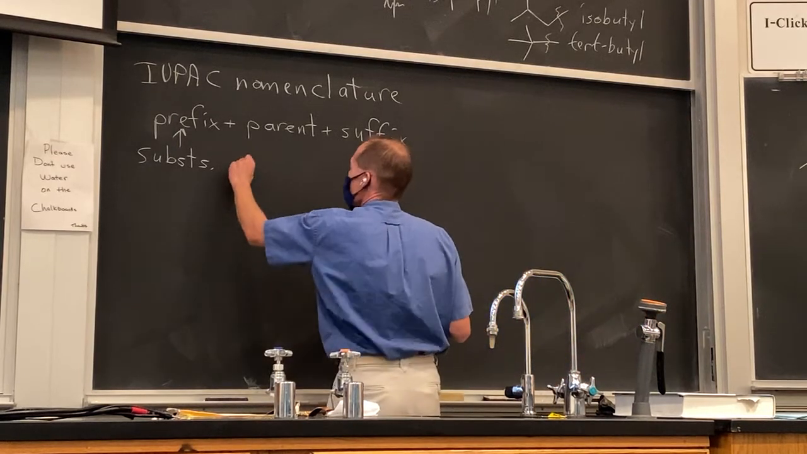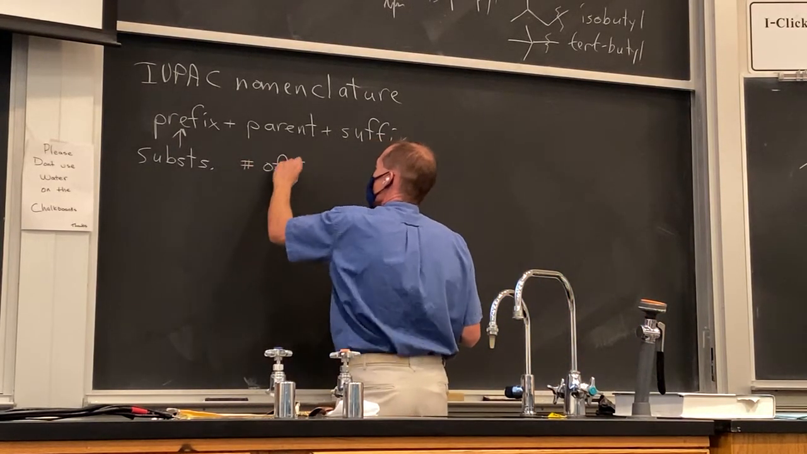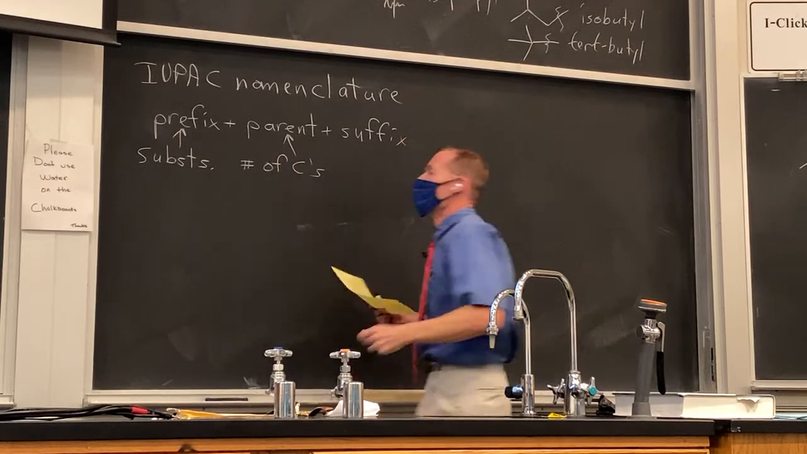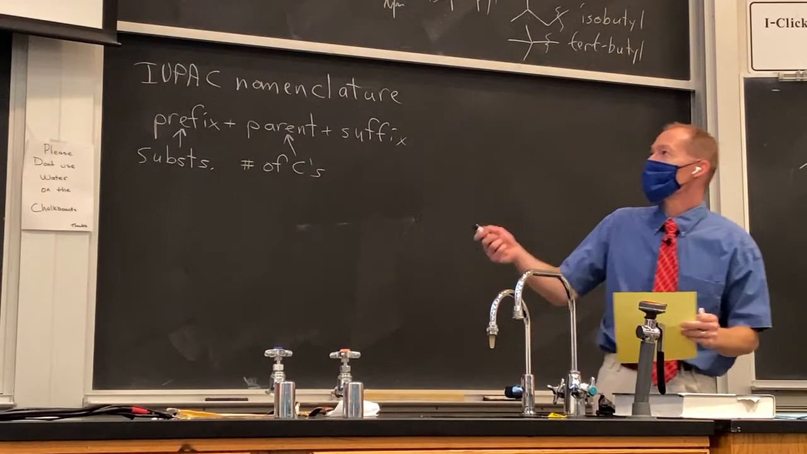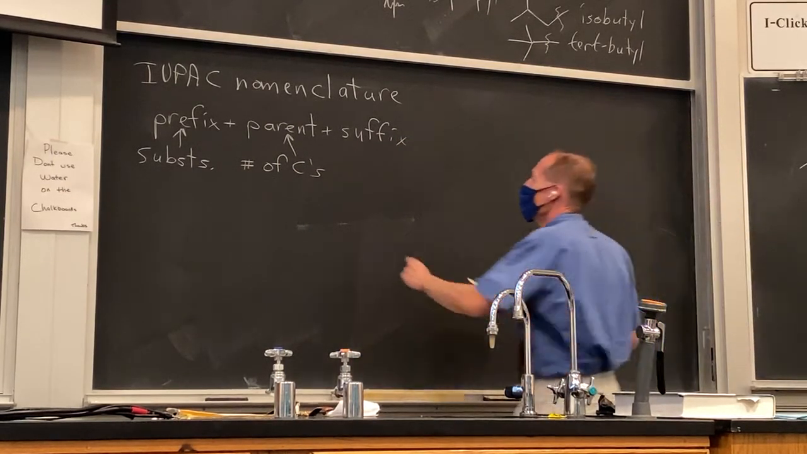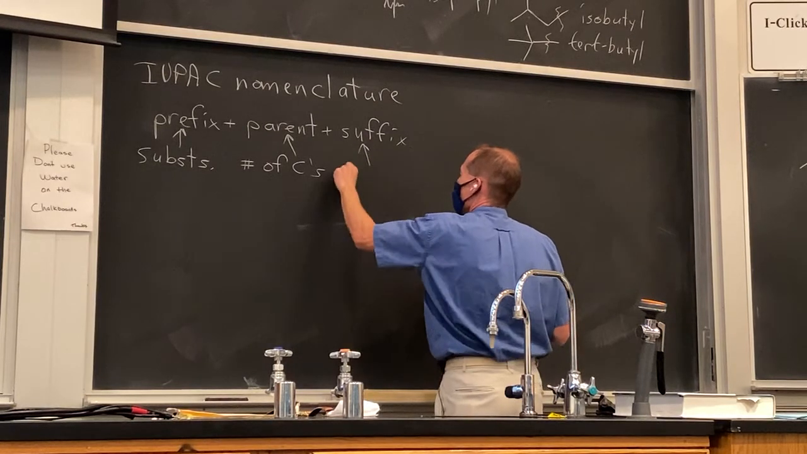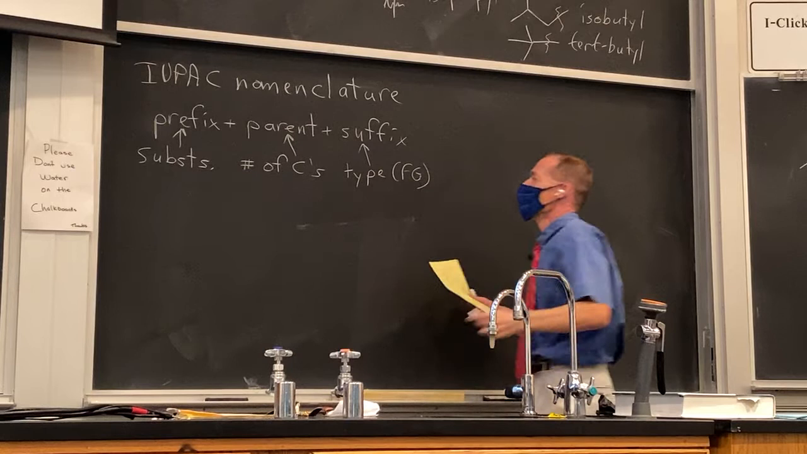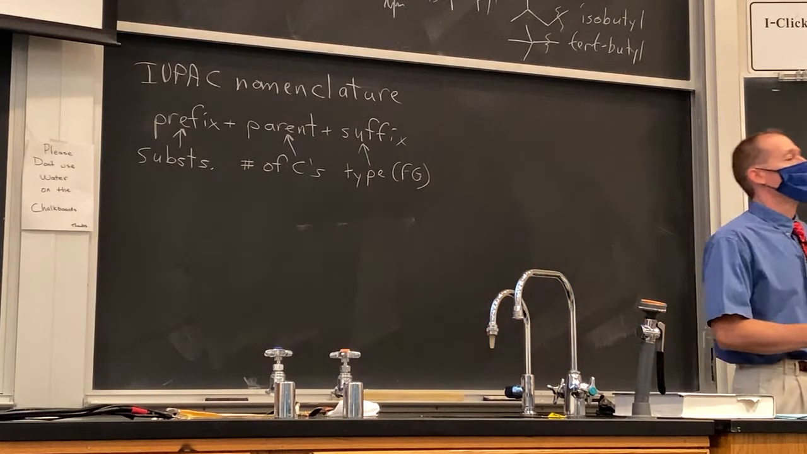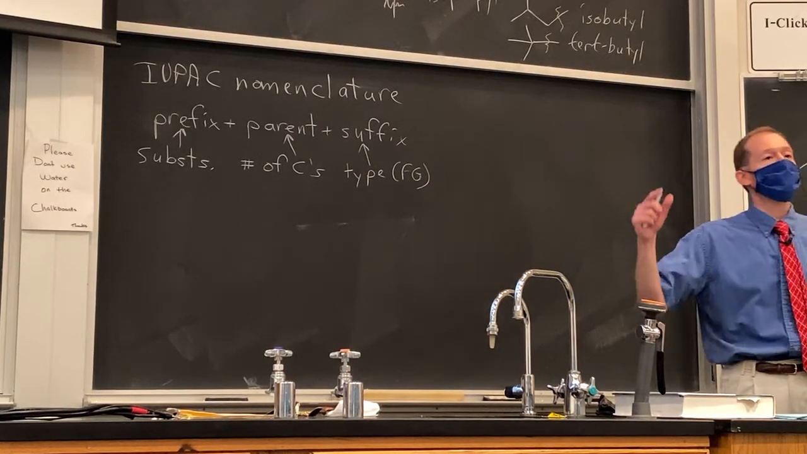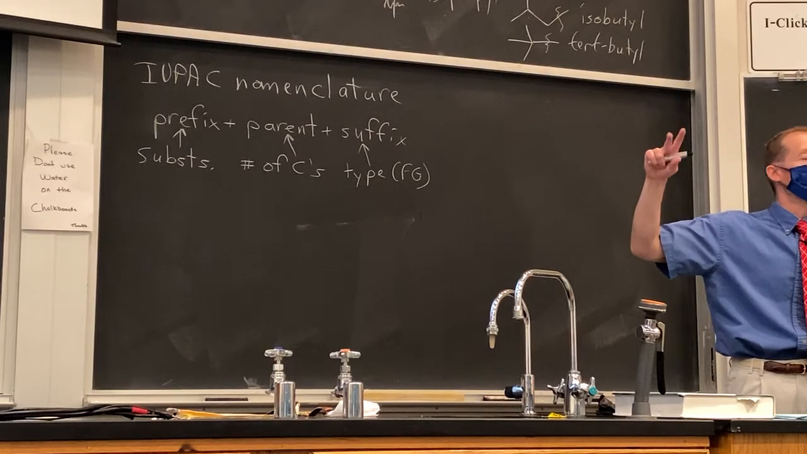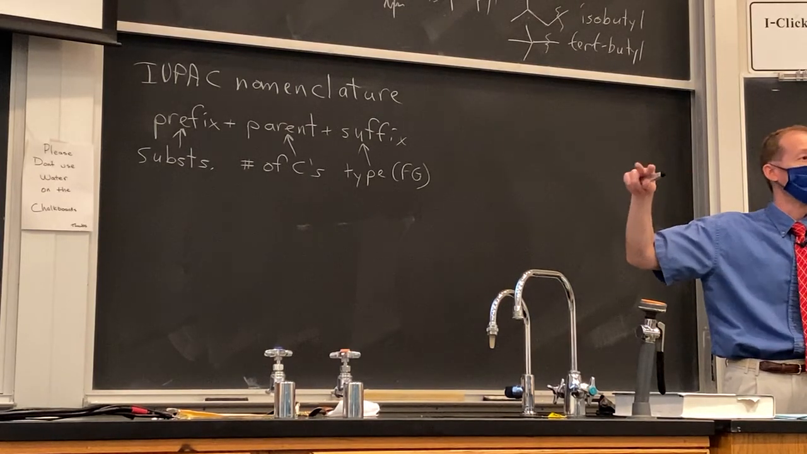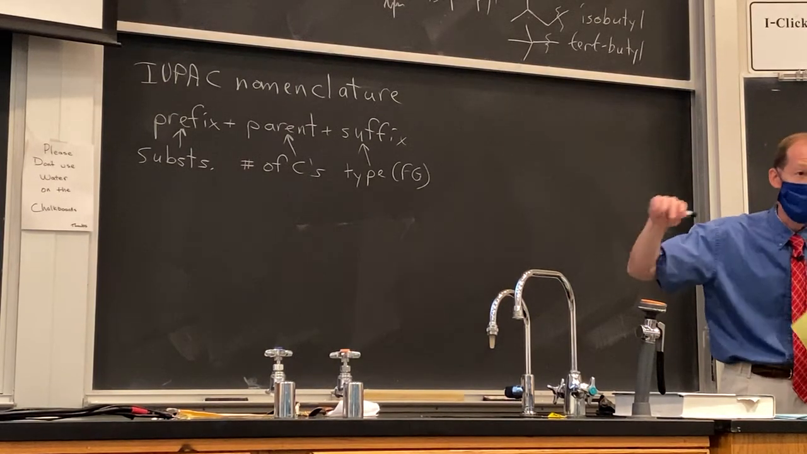The parent tells you the number of carbons in the ring or the chain, and that's going to come from our table here. And the suffix is going to tell you the type of the compound or what functional groups are present. The suffix for all the molecules in this chapter will be "ane," which indicates that it's either an alkane or a cycloalkane and has no functional groups.